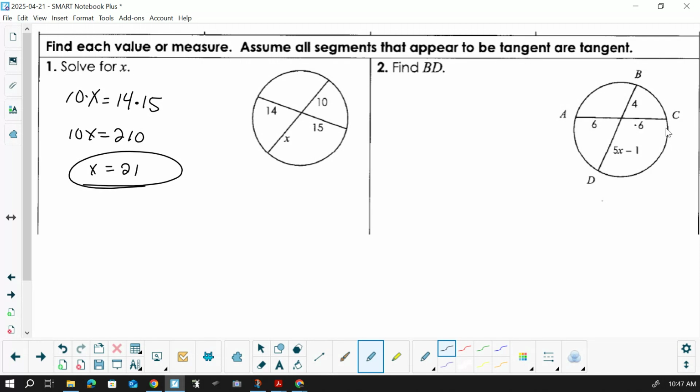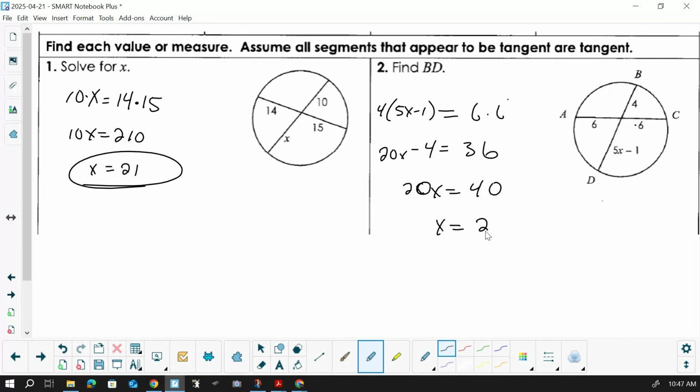Next one here. Okay, 6 times 6 on one side. The other side, 4 times 5x minus 1. Okay, 6 times 6 is 36. Let's distribute our 4. 4 times 5x is 20x. 4 times 1 is 4. Add 4 to both sides. We get 20x. Adding 4 gives me 40. Divide both sides by 20. X would be 2. Says find BD.